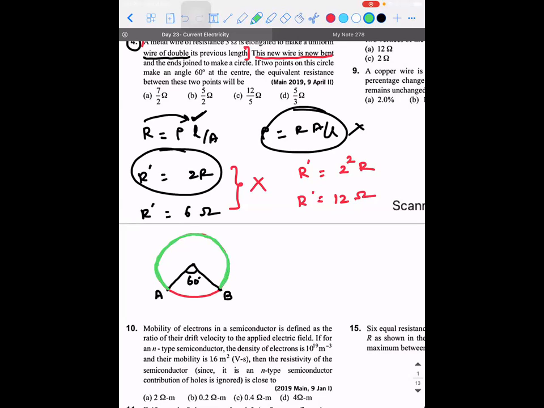So this part, the green color part and the red color part, how are they? They are parallel. Yes, they are parallel.